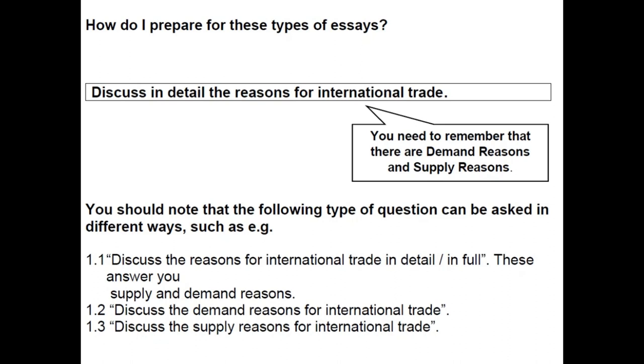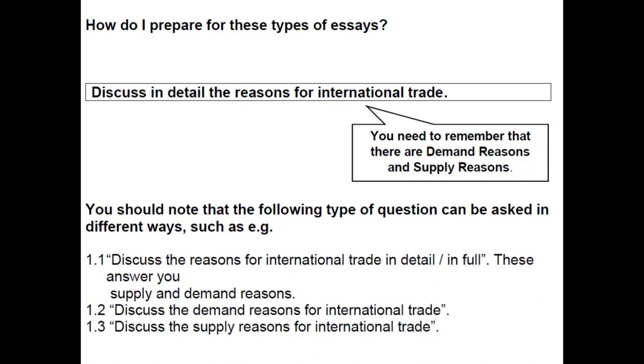Let's look, for example. Now, a question like this can be asked in different ways. Because there are demand reasons and there are supply reasons. So they can ask the question, for example, discuss in detail the reasons for international trade. So that means that in that answer, you must write about demand reasons and you must write about supply reasons. Are you with me? They can also ask the question another way: discuss the demand reasons for international trade. Then that question only deals with demand. A third question they can also ask is, discuss the supply reasons for international trade. And in this case, you only write about the supply reasons. Can you see, grade 12s?